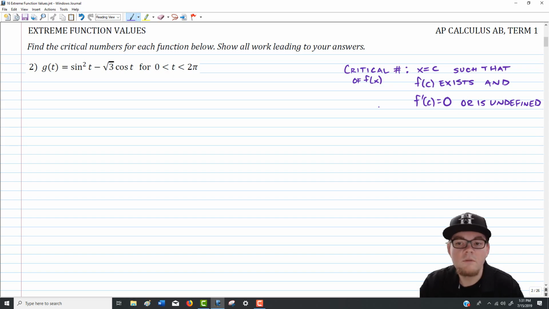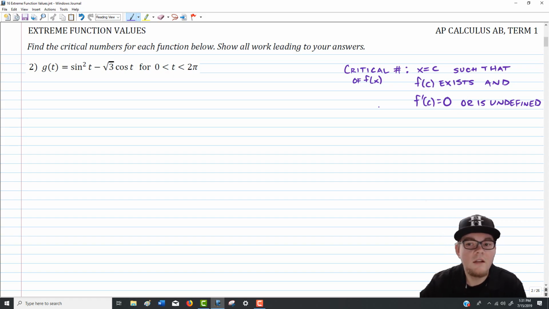For the moment, this is what we need to use as our definition: we're looking for x values where the function exists and the derivative is either 0 or undefined. So that could just mean that the function is not differentiable there due to a sharp turn. It could be something else entirely, like a vertical tangent, just kind of depends.